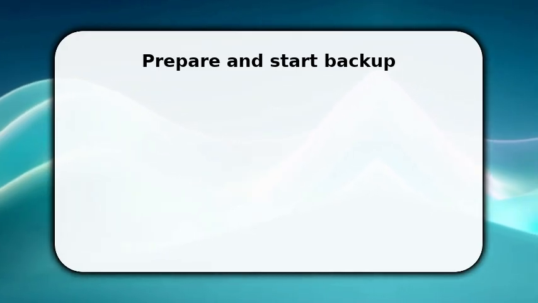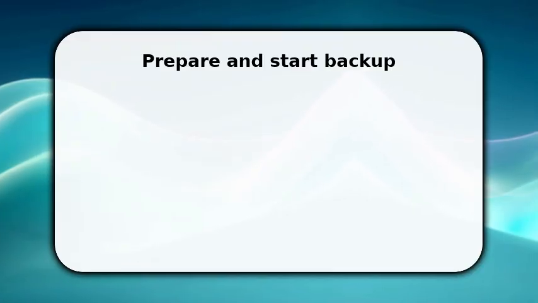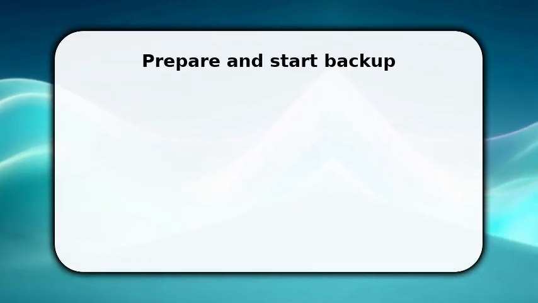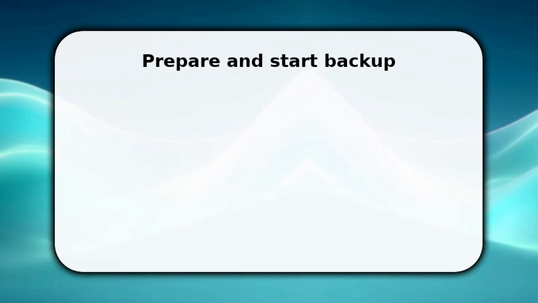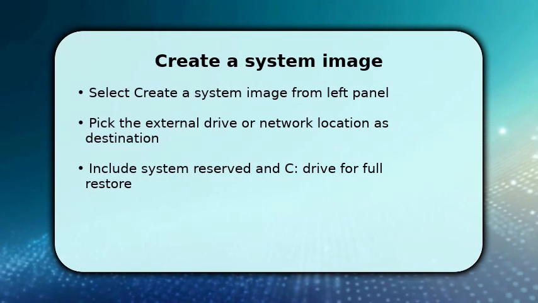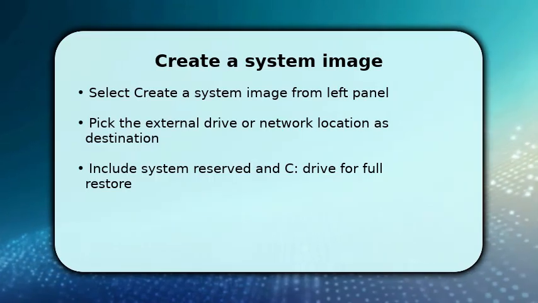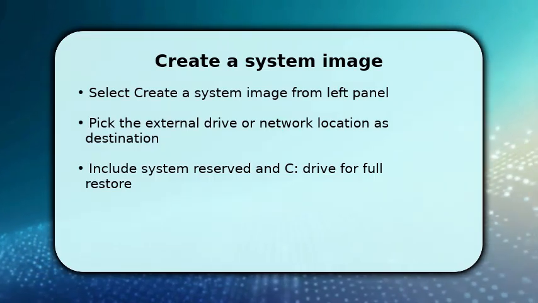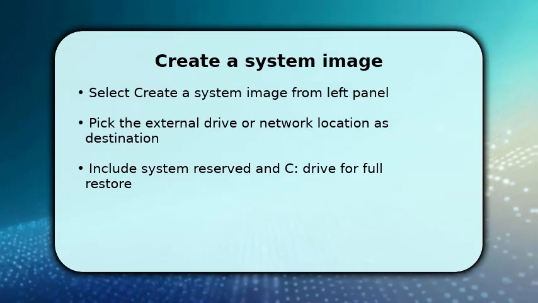Now open Settings, go to Update and Security, then Backup. Choose Backup and Restore, Windows 7, for a full image or file history for continual file backups. Next, choose Create a System Image from the Backup and Restore tool. This is the concrete step that captures Windows, programs, and settings.